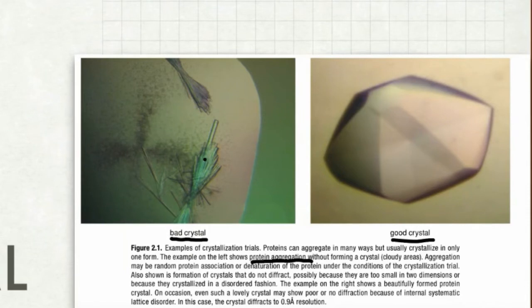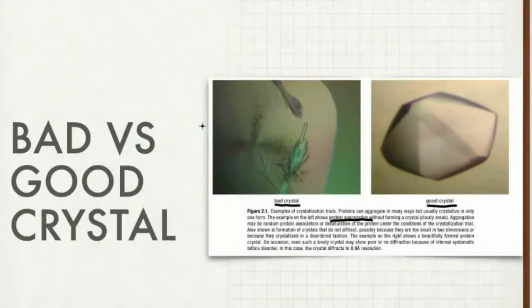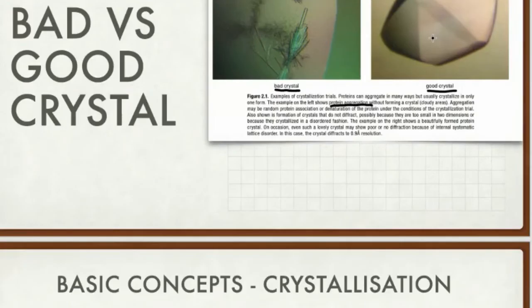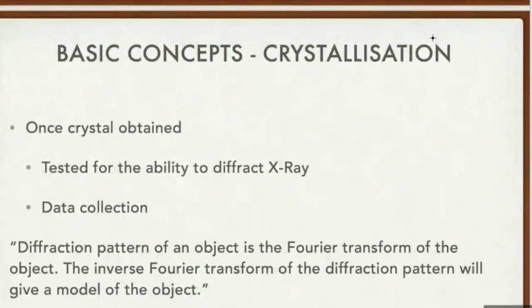So if you pass the X-ray to the bad crystal, you won't get good diffraction, right? That's how we can classify good crystal and bad crystal. So what we expect from the crystallization is always a good crystal, because the quality of the X-ray diffraction depends on the quality of the crystal, right?